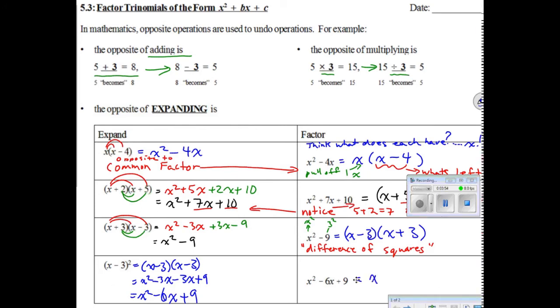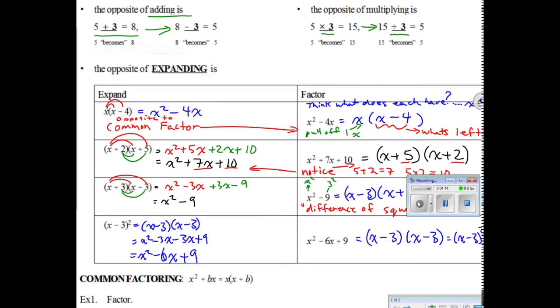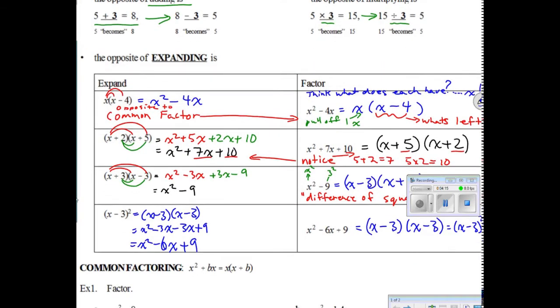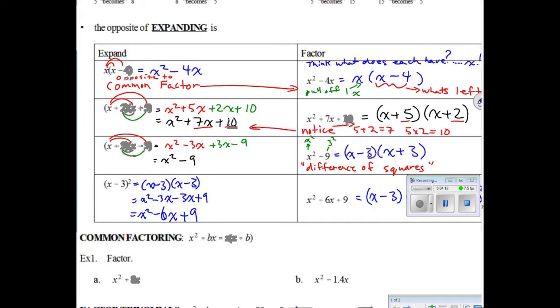If I look at that, I could write this as just (x - 3) times (x - 3), which is equal to, well, (x - 3) quantity squared. And we'll talk about that later. This is what we call a perfect square, which is one of the concepts we'll study today. So now, let's go on to common factoring, all right?